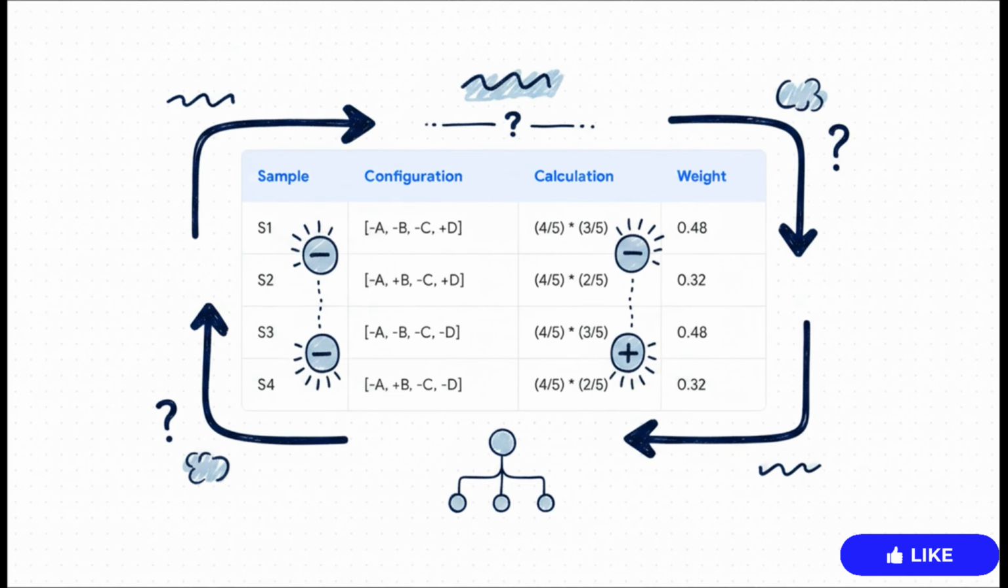And here they are, all 4 sample weights in one place. You can probably see the pattern here, right? Sample 3 looks exactly like sample 1 in terms of the evidence variables. It has negative B as the parent of C, so it gets the same weight, 0.48. And sample 4 is just like sample 2 with plus B, so it also gets a weight of 0.32.